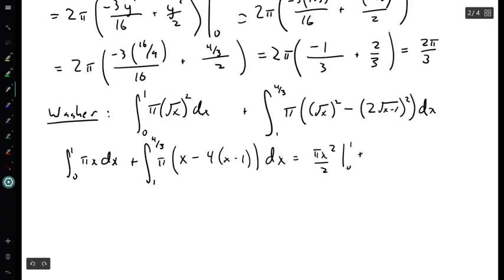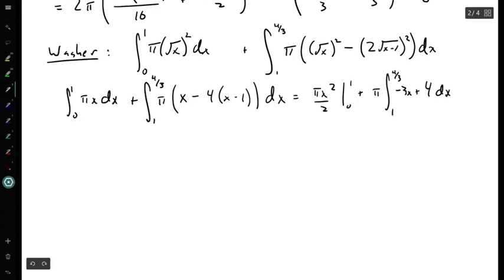Second integral, we still need to do a little bit more work in order to simplify the integrand, but maybe we can factor the pi out first. Integral from 1 to 4/3 of x minus 4x is going to give me a minus 3x plus a 1. Nope, plus a 4. All right, again, relatively simple integrand here, so we can do some evaluation.